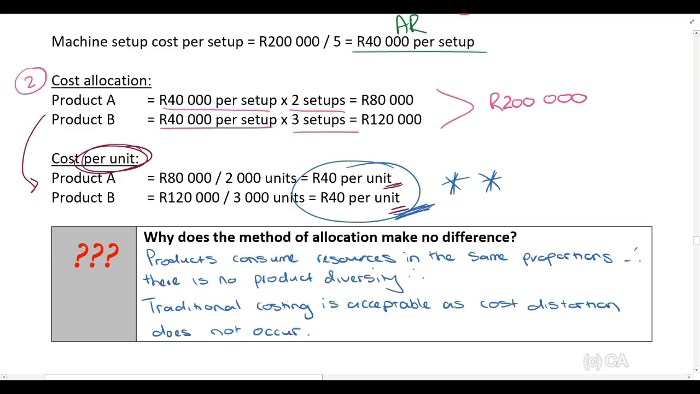Okay, traditional costing did not result in the inaccurate costing of my products. Traditional costing gave me exactly the same answer as activity-based costing. So cost distortion did not occur, which means this company shouldn't worry about implementing activity-based costing. They should rather just use traditional costing.